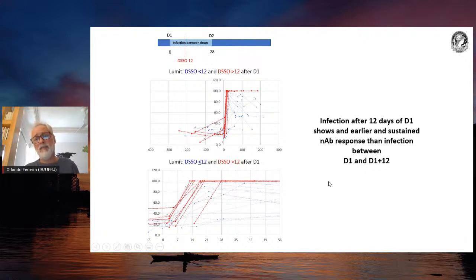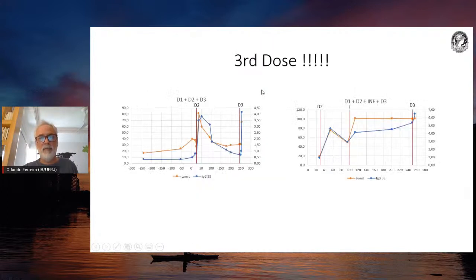So infection 12 days after D1 shows an early and sustained neutralizing antibody response between day 1 and day 2. Again, this is important because maintaining a quick response of this antibody level will help to protect this individual from having serious disease. And I guess this will be my last slide.